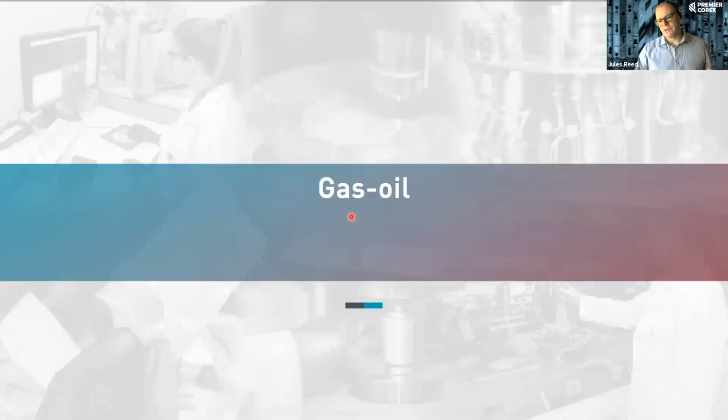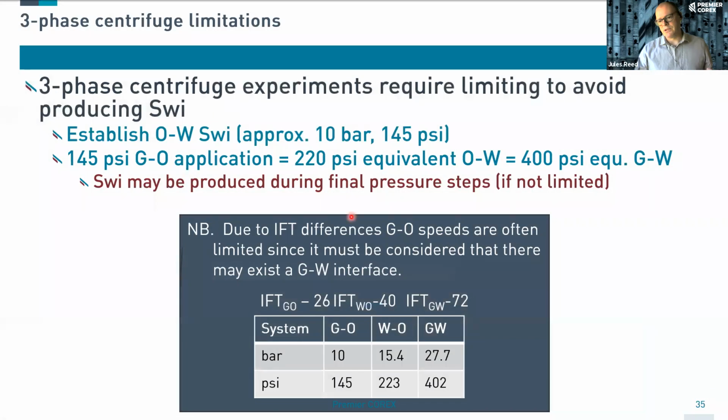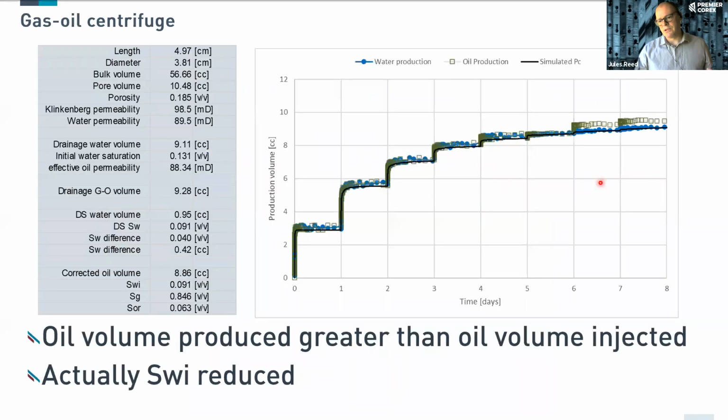Okay, so finally, gas oil. One of the problems of doing gas oil measurements, I mentioned this in a previous webinar as well, is that because of interfacial tension differences between the different fluid phases, when you're performing gas oil, you also have water in place at residual. Often it was established using oil-water pressure to obtain SWI. But then when we go with a gas oil, the equivalent pressure from a Young-Laplace IFT perspective is much higher than the pressure that we're actually wanting to apply. And so there's a potential that we begin to produce water.